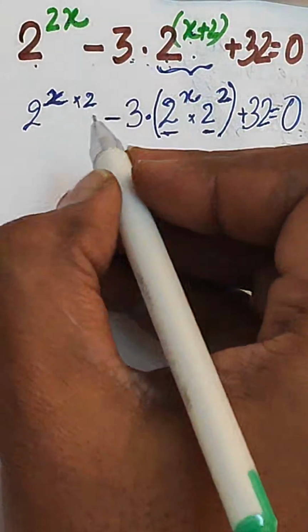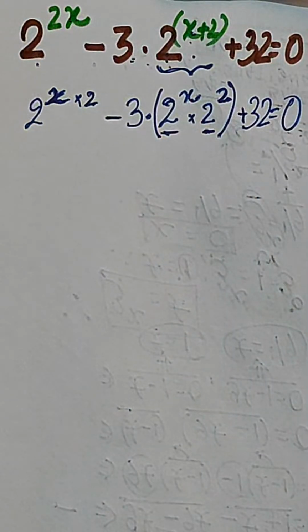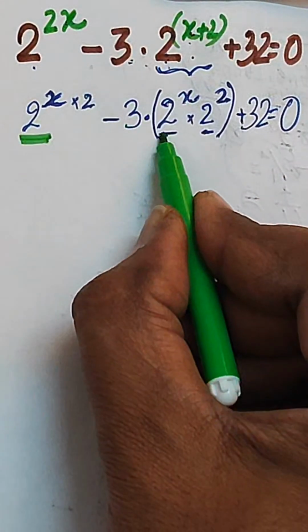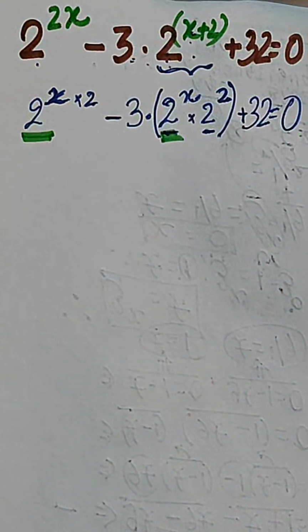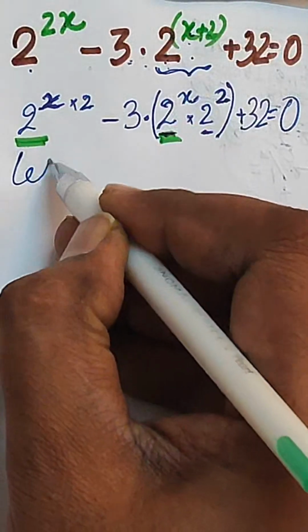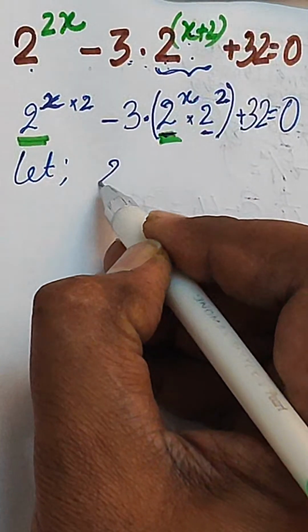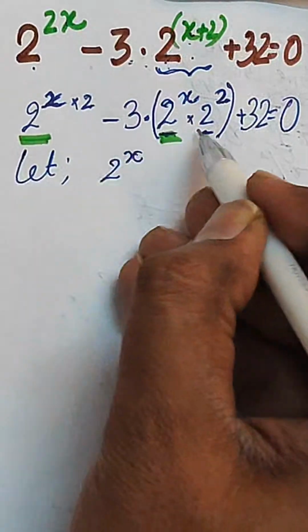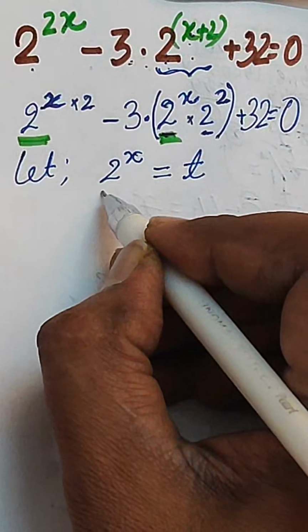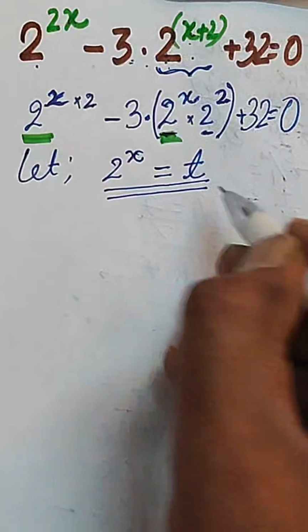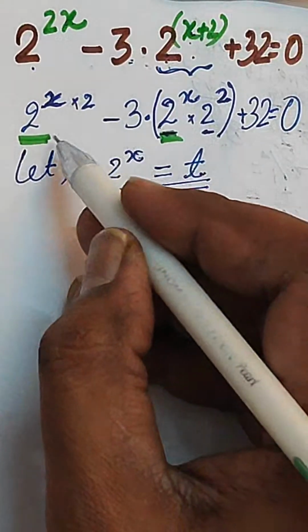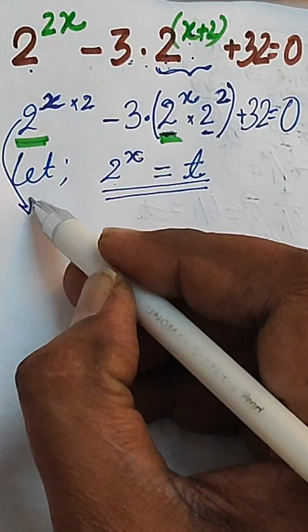Now what we will do, you can see one common term is there. What is that? 2 power x over here and 2 power x over here. So let us assume 2 power x equal to t to make it simpler, which may otherwise create a problem solving this equation. If you assume 2 power x equal to t, then the above equation will be simplified as a quadratic equation.